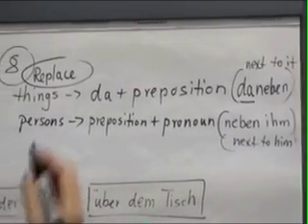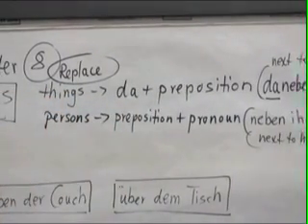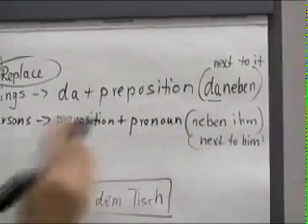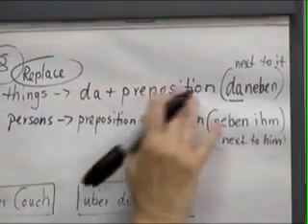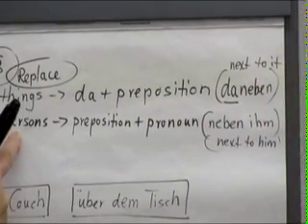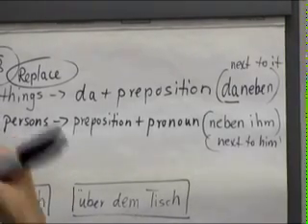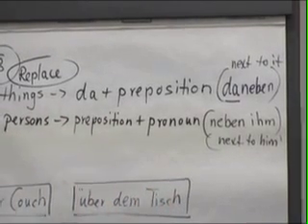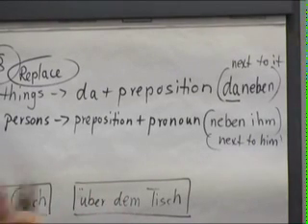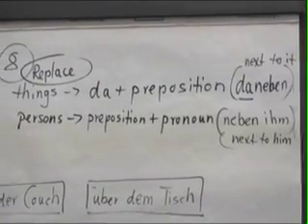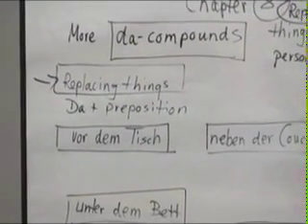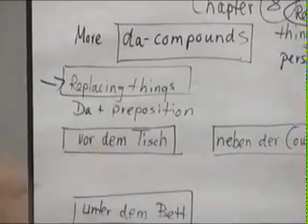When we replace persons, however, we have to use the preposition and a pronoun. Replacing things is easy because all you use is da plus the preposition. When we replace people, we have to remember, are they der words or die words? And we have to remember how the nouns change to pronouns. But you can always look it up in your book if you can't remember it. So let's do the easy things first. Let's replace things. Da plus preposition.